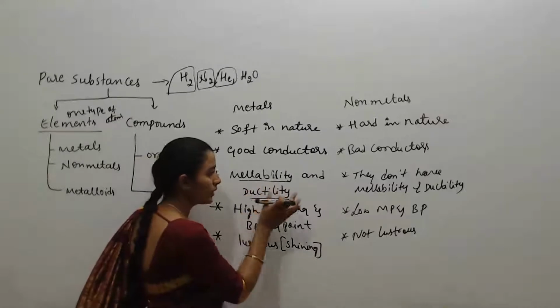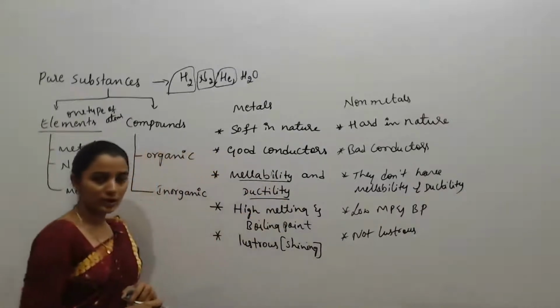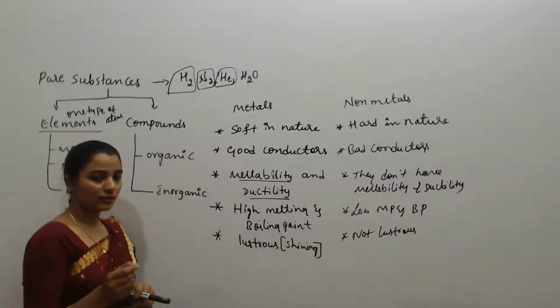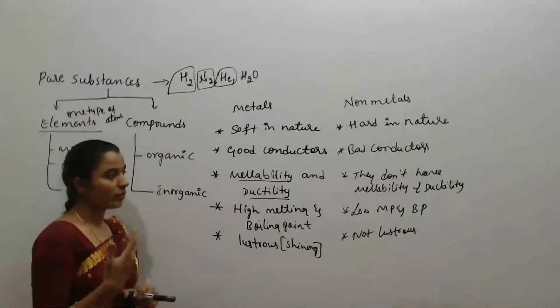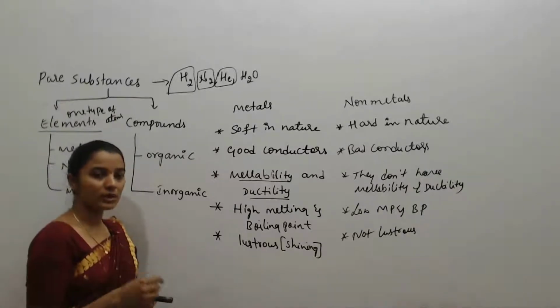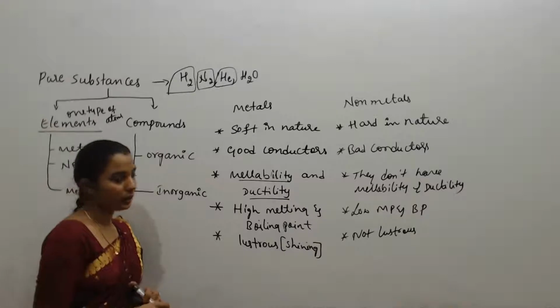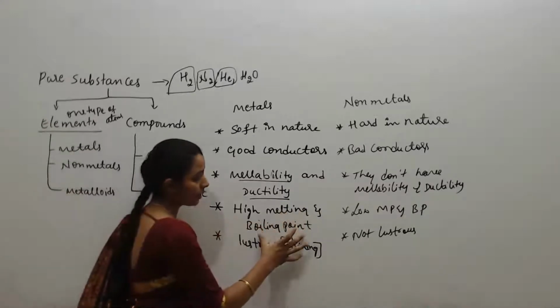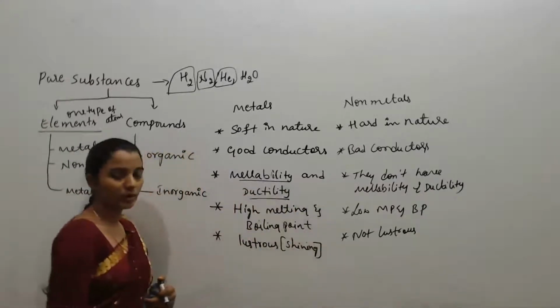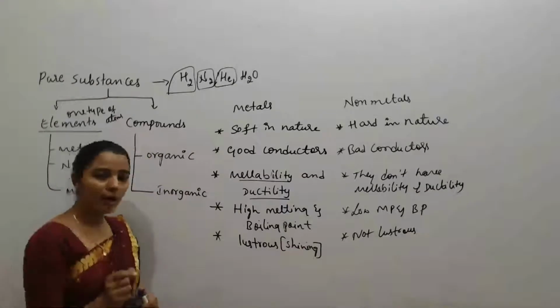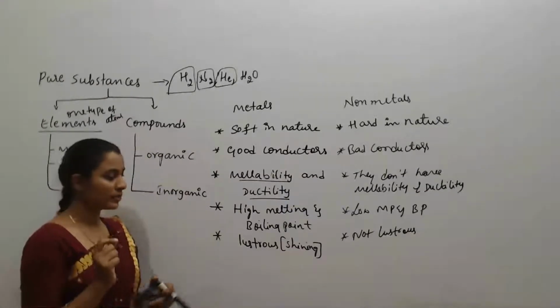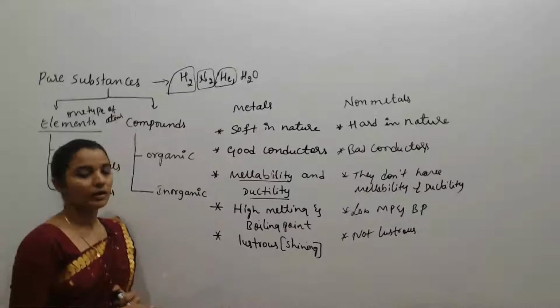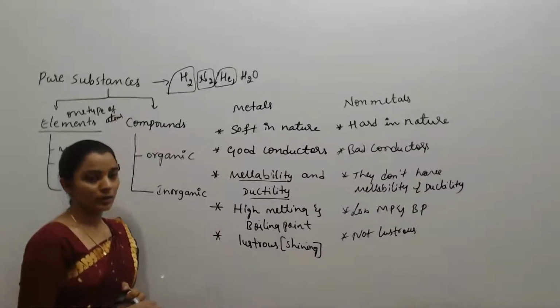So they have malleability and ductility property, means semiconductors show some amount of that property. Sometimes they don't show some amount of the malleability and ductility. Okay, so they have a melting point and boiling point in between, means the boiling point of the metalloids is in between the boiling point of metals and the boiling point of the non-metals.